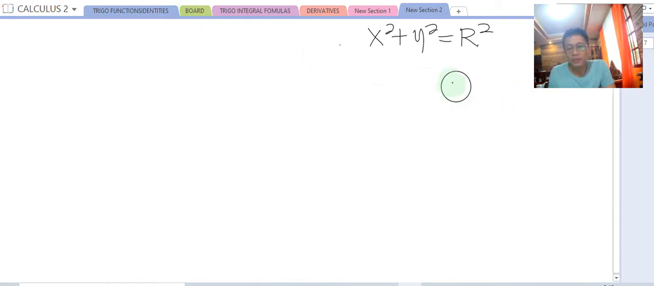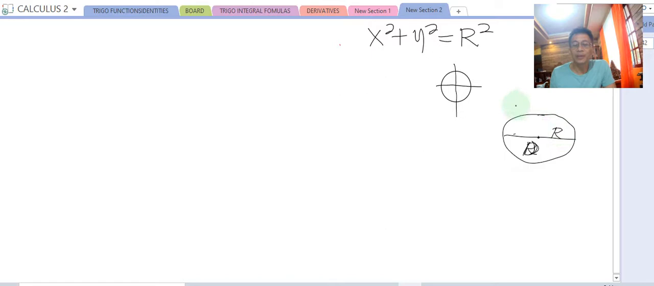Ayan. So, yung radius niya, di ba, circle? Ito yung circle. Ito yung center. A line passing through the center and hitting the points on the other end of the circle, ang tawag natin sa length na ito is diameter. Kalahati niyan is of course the radius, di ba? So, ito yung equation niya.